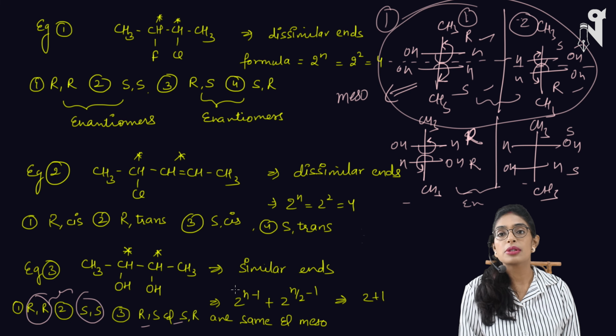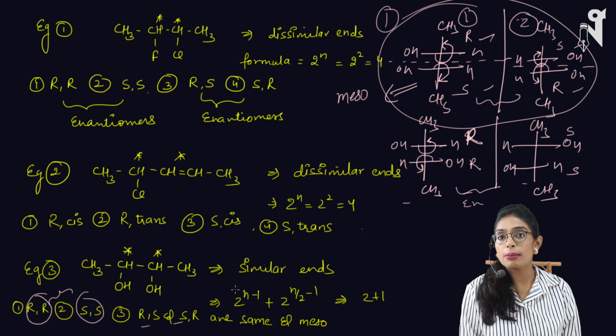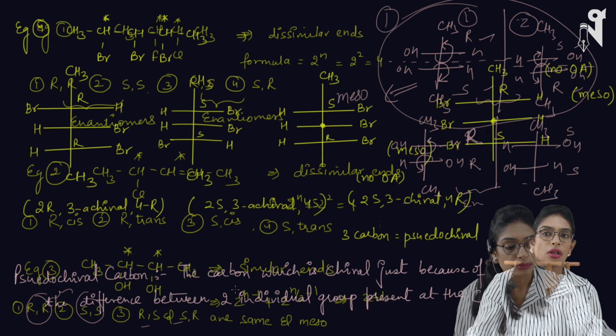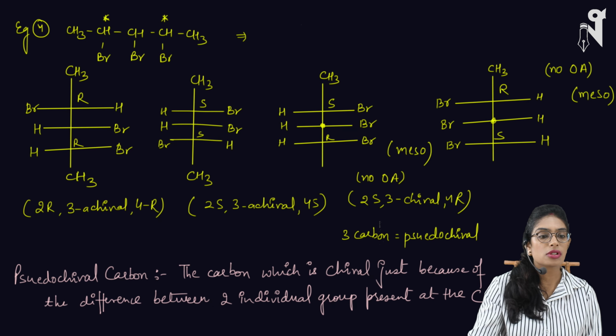Most of the time there will be meso compounds, and you have to be very, very careful about it. Many a times the formula itself will cover it, and many a times you may just get tricked. So you try out solving it on your own by writing the compounds. Now let's talk about this fourth question.